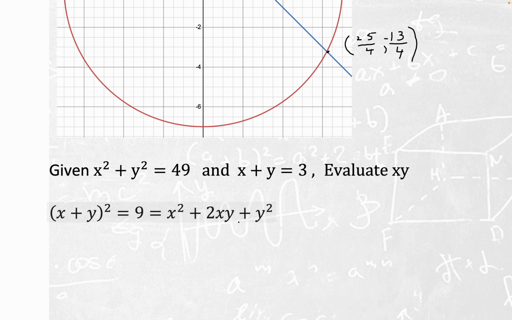Now notice right here, something very convenient happens. This tells us that 9 has to equal, notice that x squared plus y squared is given to be 49, so 9 has to equal 49 plus 2xy.